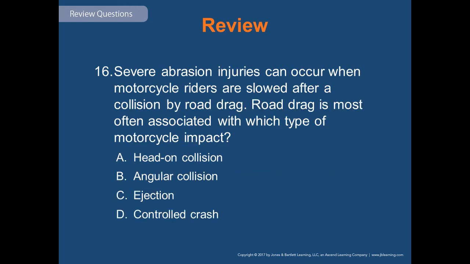Number 16, severe abrasion injuries can occur when a motorcycle rider has slowed after a collision by a road drag. Road drag is most often associated with which type of motorcycle impact? A head-on collision, an angular collision, an ejection, or a controlled crash? And I'm not sure what a controlled crash is. I understand you might be saying you can lay your motorcycle down, but that often ends up in the same kind of situation where it's an ejection. The rider is off of the vehicle and getting road rash all over the place.